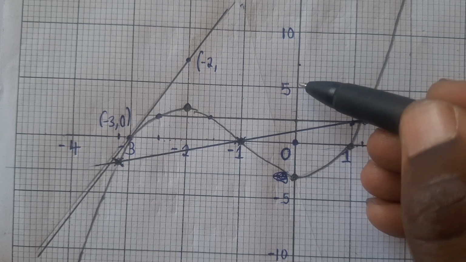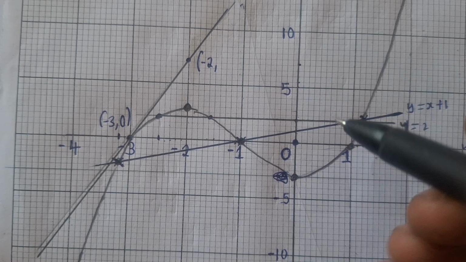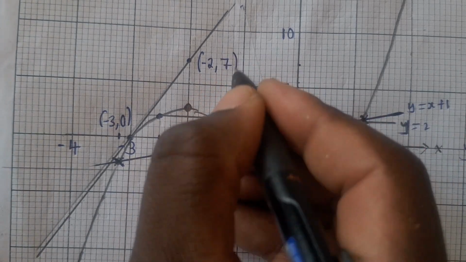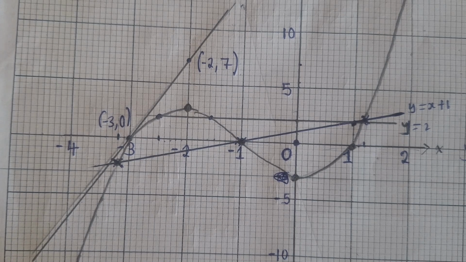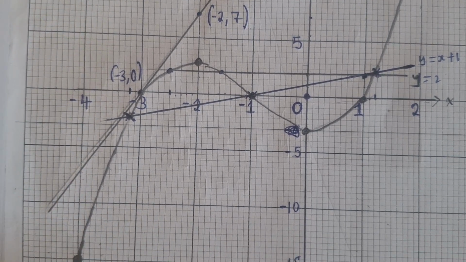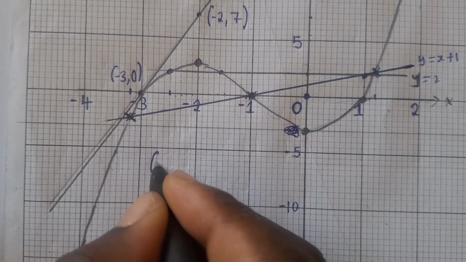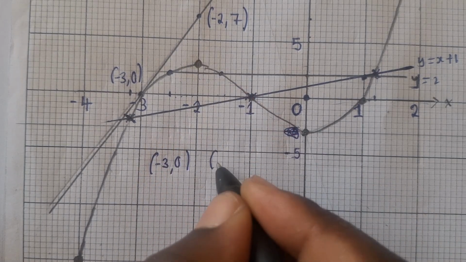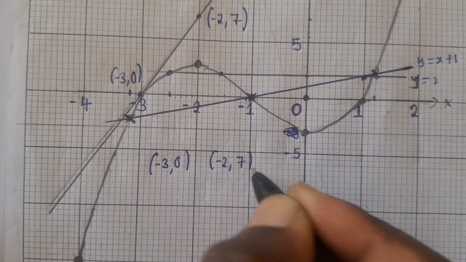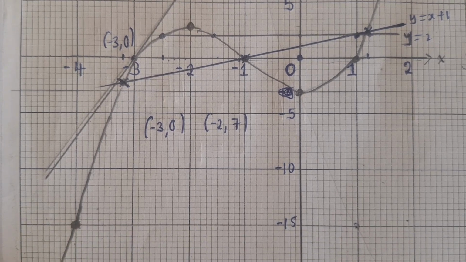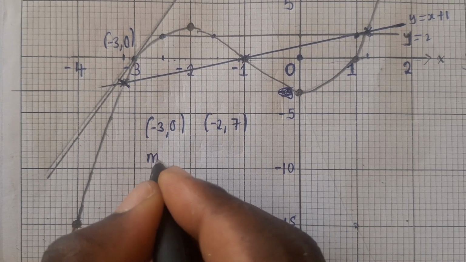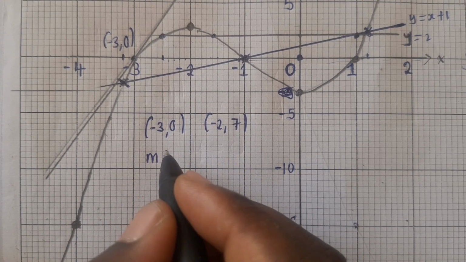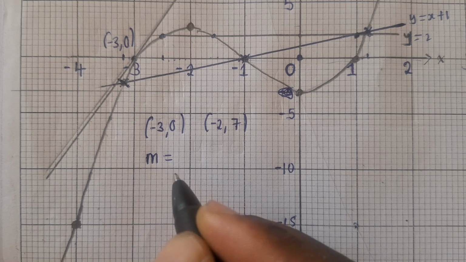This is 5, 6, 7. That's 7, huh? Yes. Is it? Can you see that? Yes. So now I've gotten the two sets of coordinates. This and the other one, it's negative 2, 7. Okay? Yes. So once you get this, you can now use the formula for finding gradient.